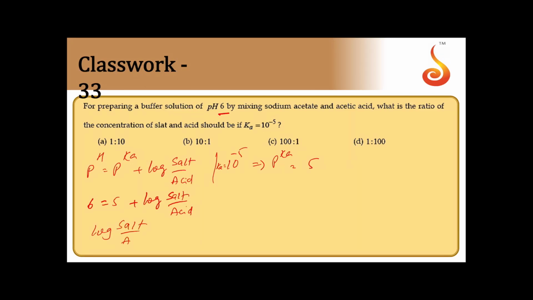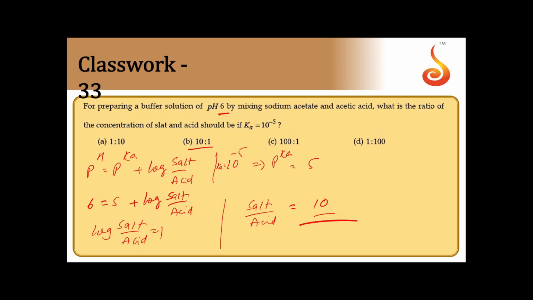Log of concentration of salt by concentration of acid is equal to 1. Therefore, salt by acid concentration will be equal to antilog of 1, which is equal to 10. So 10 is to 1 is the answer. So the answer is option B, 10 is to 1.